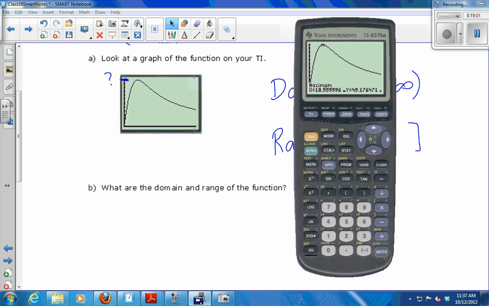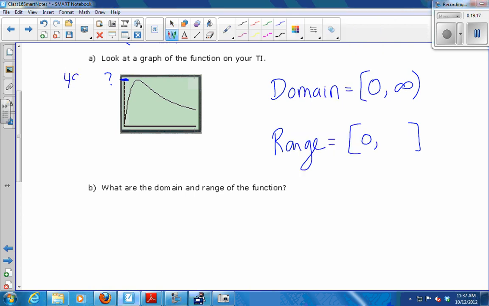And it says that my maximum happens at 18.999996, which we could round to 19, right? And the y value is 49.18. And this is 19. So my range is 0 to, say, 49, because you can't have part of a car. My range would be 0 to 49 cars can pass this marker on the road in a minute.